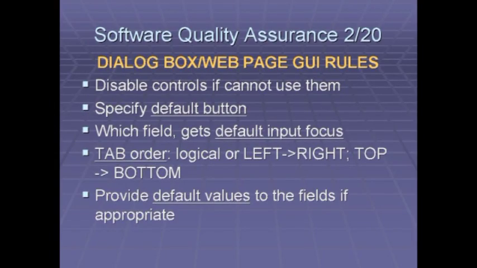Dialog box and/or web page graphic user interface rules. First rule says disable controls if you cannot use them. I will run some application here. Let me run Notepad, for example. I hope you can see what I'm doing here.